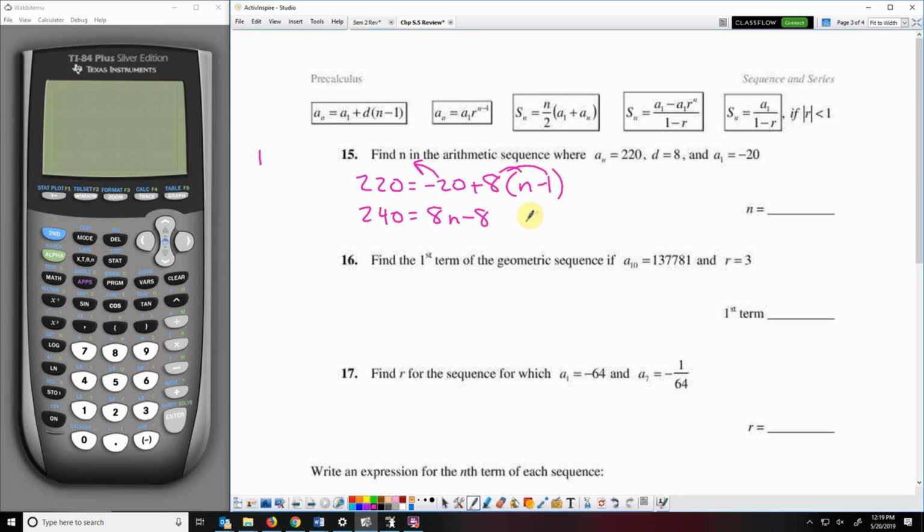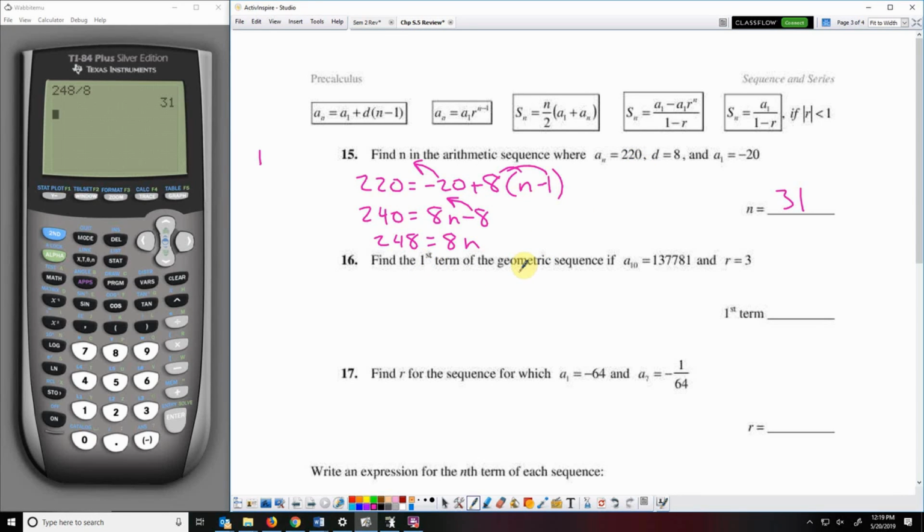So I distribute it also. I'll add the 8, 248 equals 8n, and last I will divide 248 divided by 8 is 31. So that means that 220 is the 31st term of the sequence.